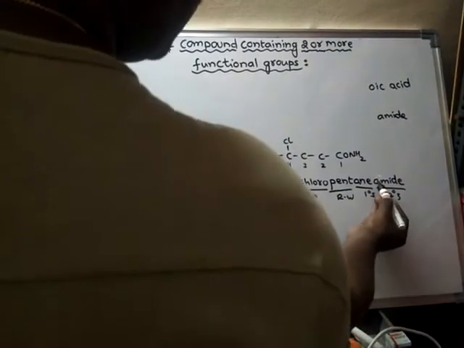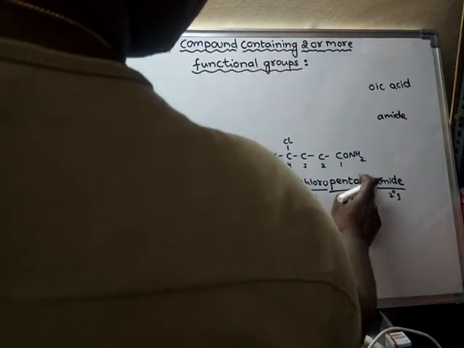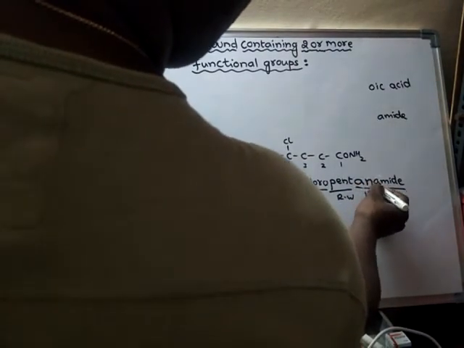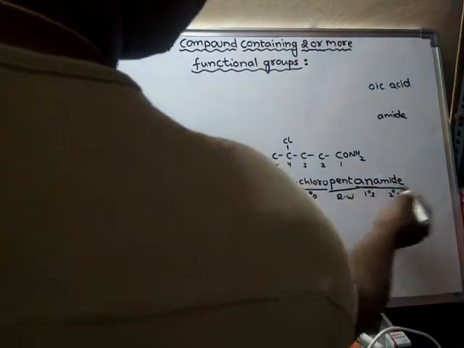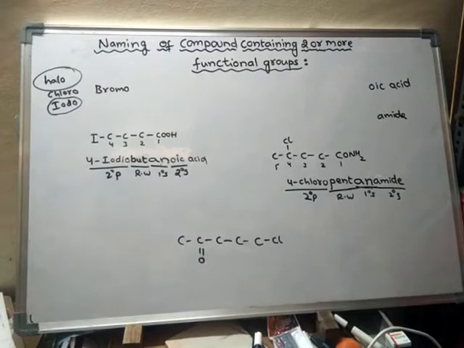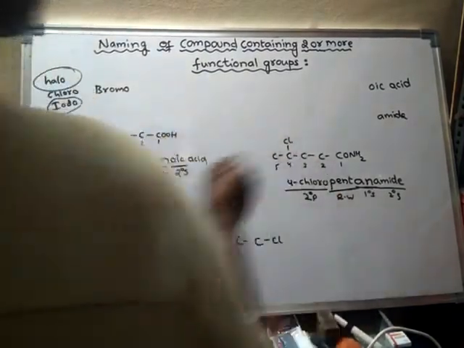Again, a vowel is there, so remove this a. E is removed. So now the name can be written like this. There should be continuation. Whatever the length of the name may be, the entire name should be covered in one word. So this is the name of this compound.